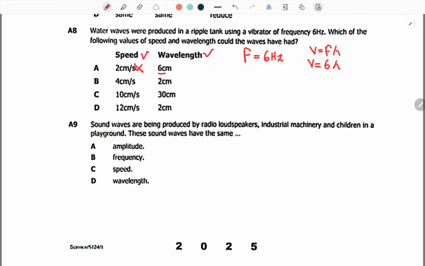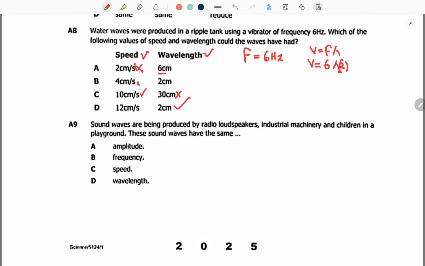It can't. If I put a 2 where there is wavelength, will my speed be 4? No, it can't. If I put a 30 where there is wavelength, will my speed be equal to 10? No, it won't. So even this is wrong. How about if I put a 2 here? Will my speed be 12? Yes, it will. So this one is the answer.